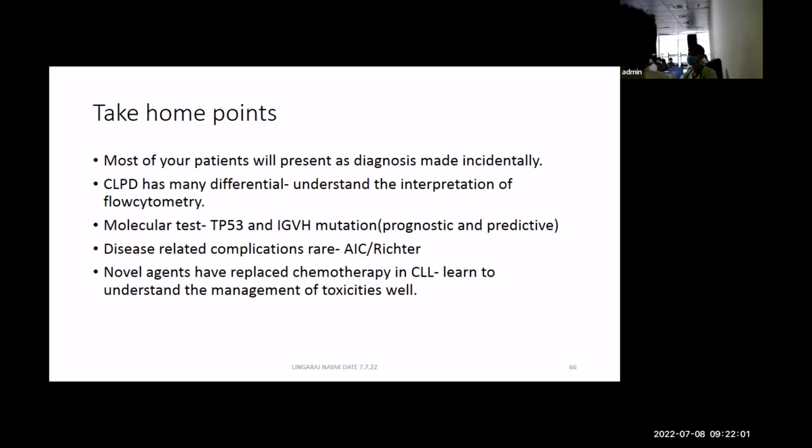Make your own way to remember. And typically, IGHV mutation is important, both prognostic and predictive. Now, novel agents have almost replaced chemotherapy. We are still using some in patients, but as I said, in the future it is going to replace it completely in CLL. So you have to learn how to manage the toxicity of these agents, and it will come back to you. Maybe you get venetoclax as a generic some years down the line. So you have to understand how these drugs act, their side effects, and how to manage that.